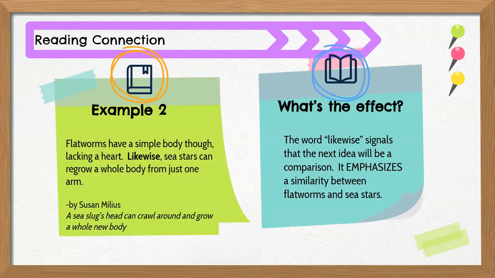Example 2 is from an informational article about sea slugs by Susan Milius. This is something that you might read about in science. Flatworms have a simple body, though, lacking a heart. Likewise, sea stars can regrow a whole body from just one arm. The word likewise signals that the next idea will be a comparison. It emphasizes a similarity between flatworms and sea stars.